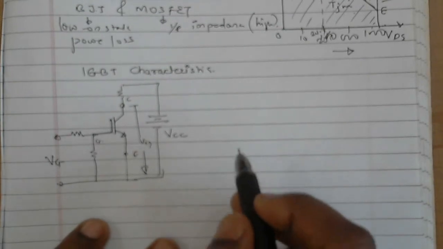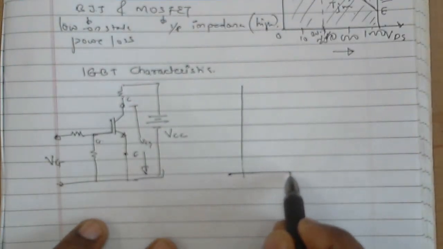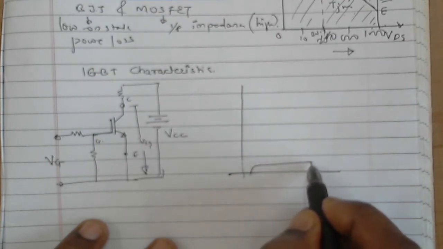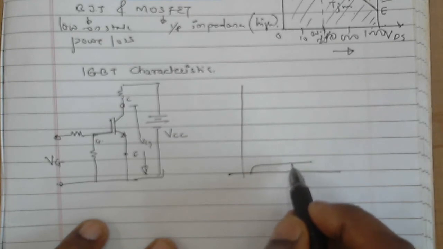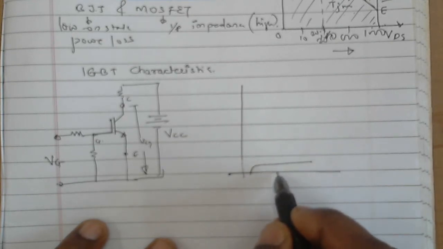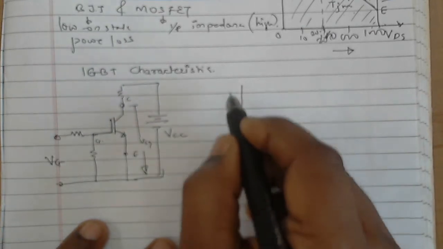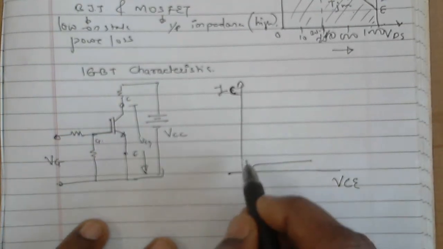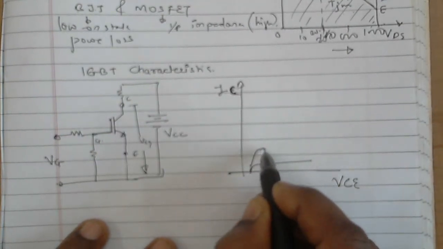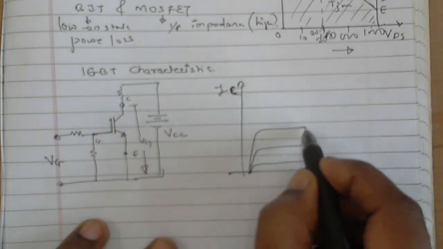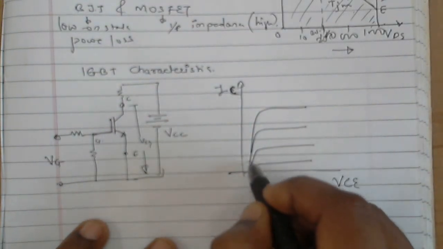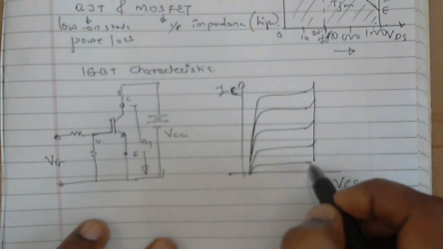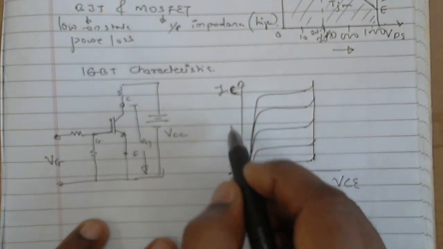Okay. Now its characteristics are again similar to the BJT, but now we will deal with the gate emitter voltage. If it is zero, there will be some leakage current. Okay, this is the collector current, and this is the collector to emitter voltage. So as you go on increasing the gate emitter voltage, meaning the gate signal, the gate current goes on increasing, and the collector current increases.